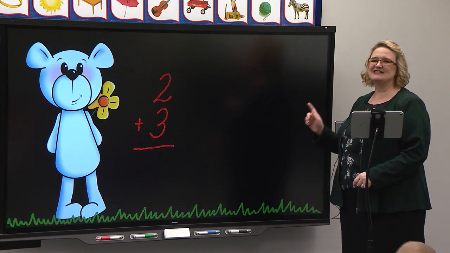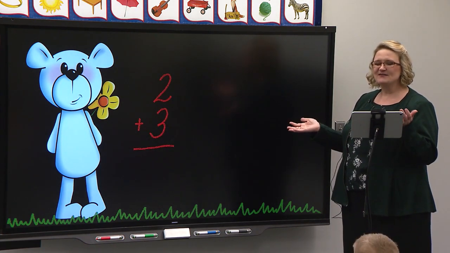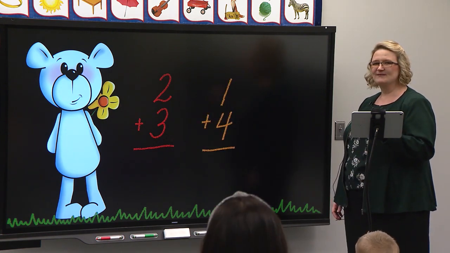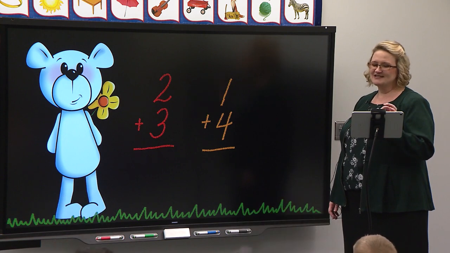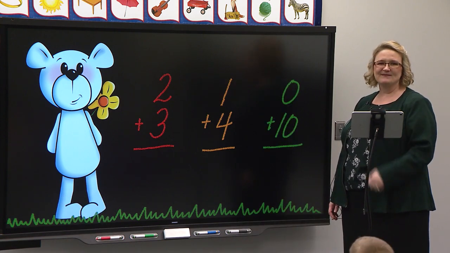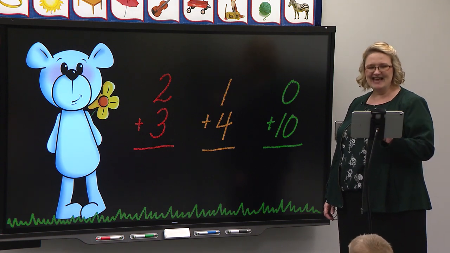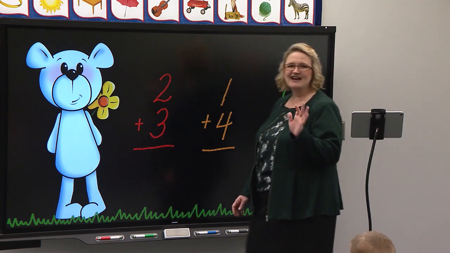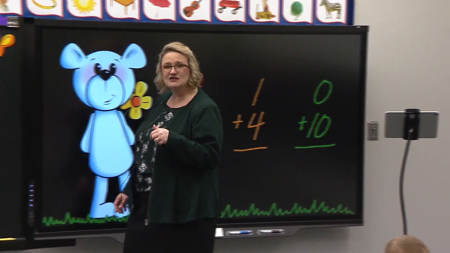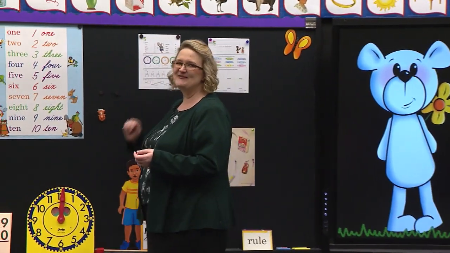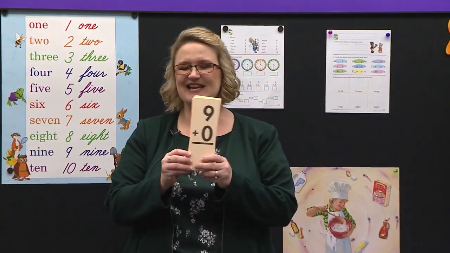2 plus 3 equals 5. Way to go. Just the girls. 1 plus 4 equals 5. Just our friends watching. Yes, 0 plus 10 equals 10. Love all of your hard work. We're just going to do a couple more addition combinations together, and then we get to work on a paper. I'm excited about this paper because we get to work together as a team.